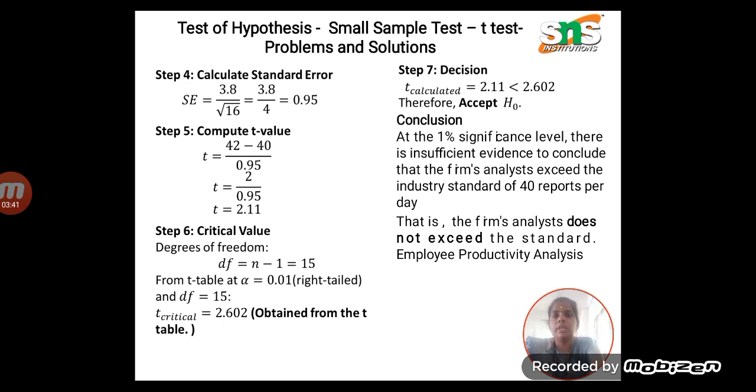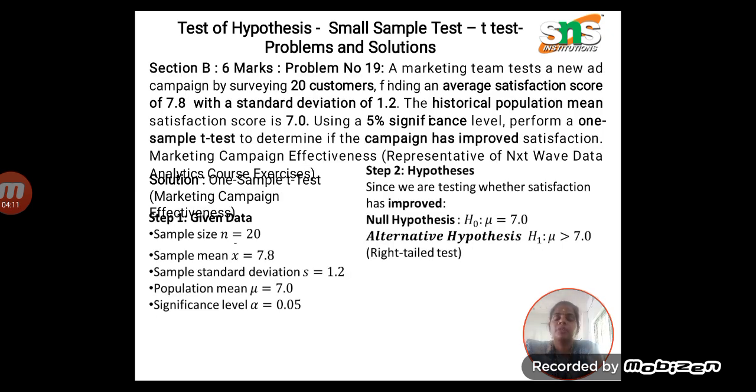If I compare it, my answer is less than the critical value. If it is less, we can accept the null hypothesis, as I explained in the previous video. If the calculated value is less than the critical value, then we can accept the null hypothesis. If we accept that, then we reject the alternate hypothesis. So I can conclude there is no exceeding of the standard in employee productivity for the given set of values. This is how we have to calculate the t-test, and we can conclude the solution.